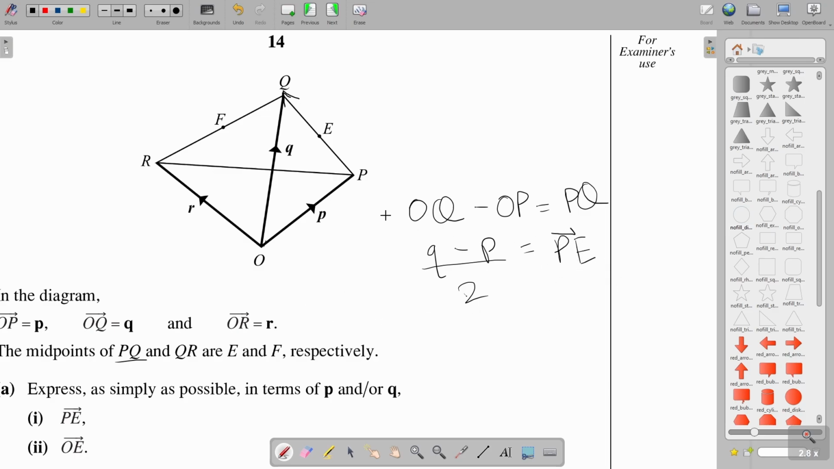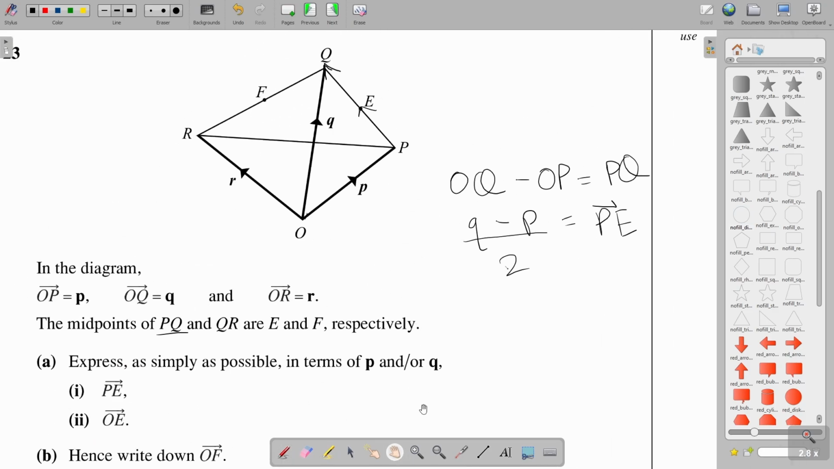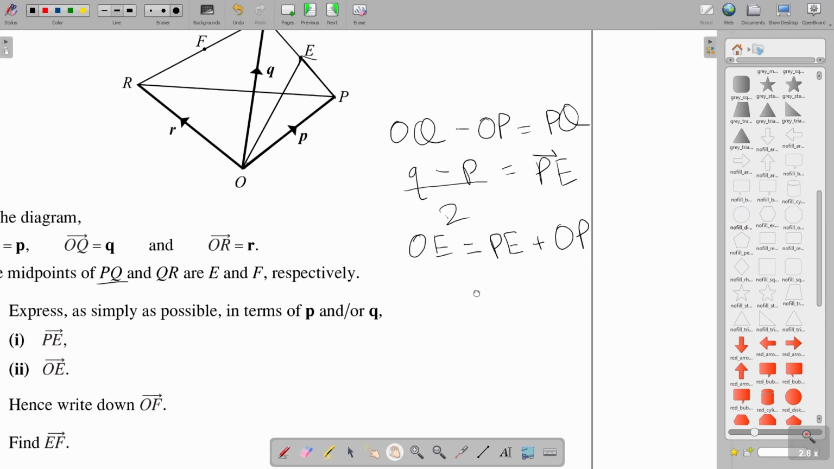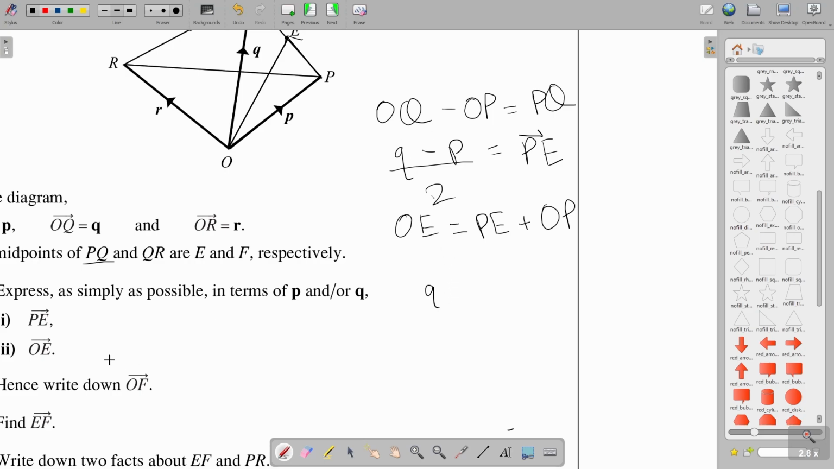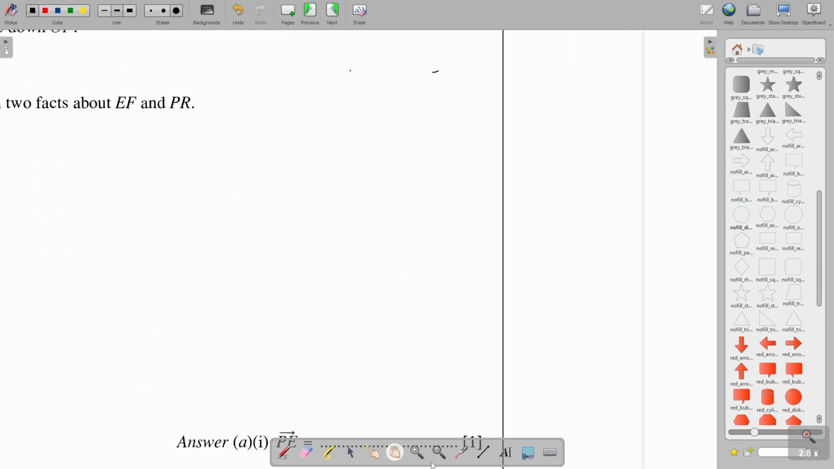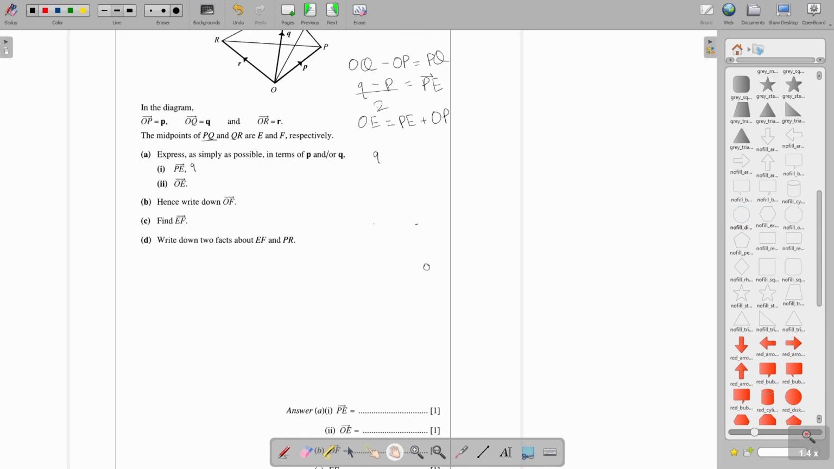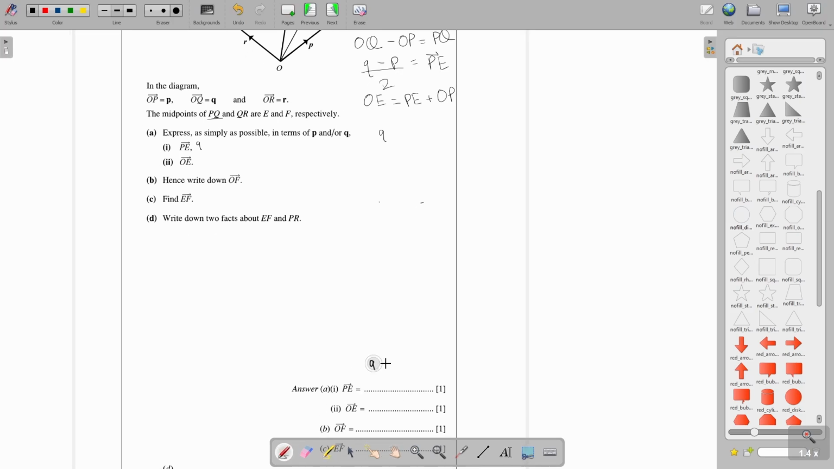I think I just zoned out there for a second, but yeah, we basically halved the length, so that gives us PE. Okay, now we want to find OE. So we can see that OE comprises this vector and this vector. If we add these two together, we get OE. So OE is equal to PE plus OP, right? Let me just write that in the answer space so I don't lose track of it.